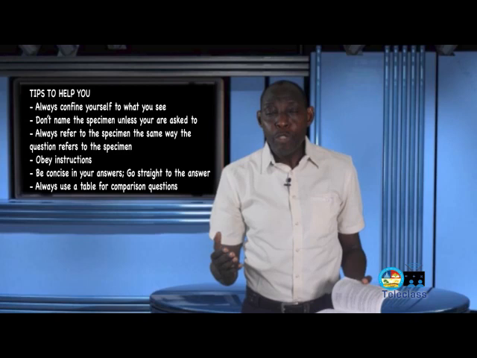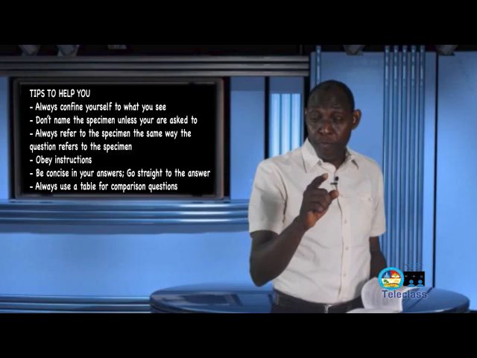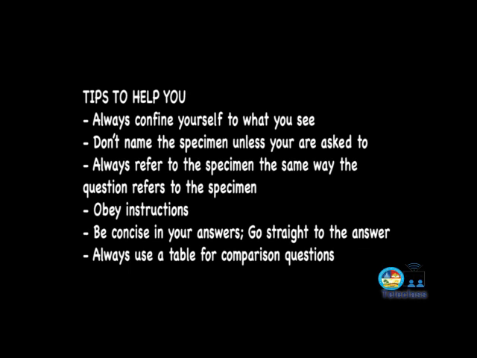Number two, I mentioned it before, don't name the specimen except you are asked to. Always refer to the specimen the same way the question refers to the specimen. Number three, obey instructions. Now, this is very important. In biology, they can tell you to draw specimen A, 8 to 10 centimeters long. Before you start drawing, measure out 8 centimeters and measure out 10 centimeters. Then draw whatever you're drawing within that range. If not, you are going to lose one mark for the size of the diagram.